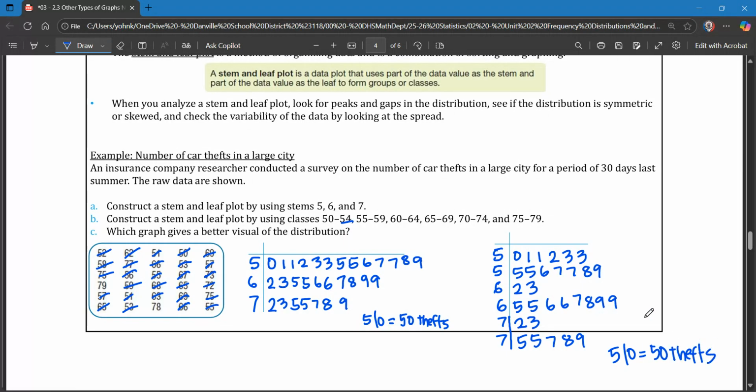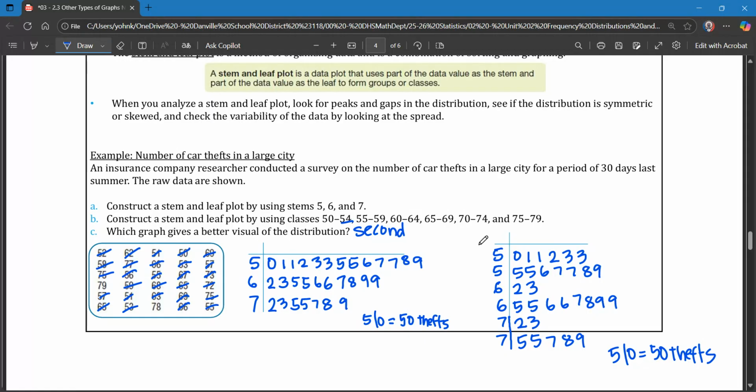Now this graph gives a little bit more information. We can see that there's a peak towards the higher end of the 50s, a peak at the higher end of the 60s, and a peak at the higher end of the 70s. Part C says, which graph gives a better visual of the distribution? Well, definitely the second one, because it gives you a more defined look at the individual classes by splitting them up.